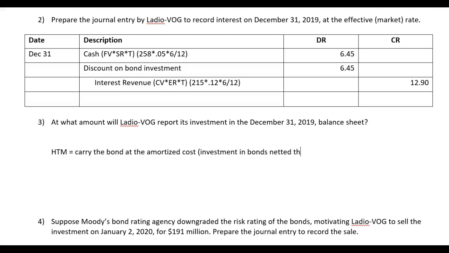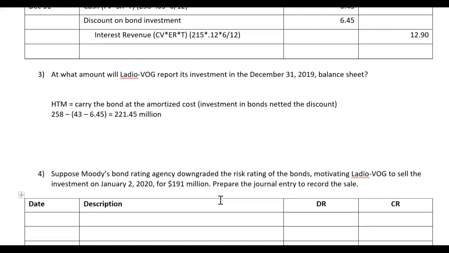netted with the discount. So at this point, we just have to look and see how much we have in that account. Well, the bond account has 258 in it. Now we're going to net that, and since it's a discount, it's going to be a reduction. We started with a balance of 43 in the discount, but remember we amortized 6.45 of that, so that's going to reduce that balance. That's going to leave us with the carry value of 221.45. These are in millions, so make sure you note that. That would be the carry value, what our bond would be reported at on the balance sheet.